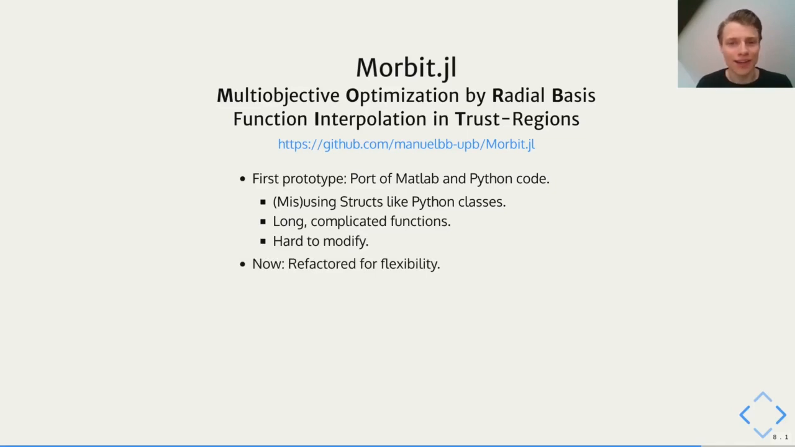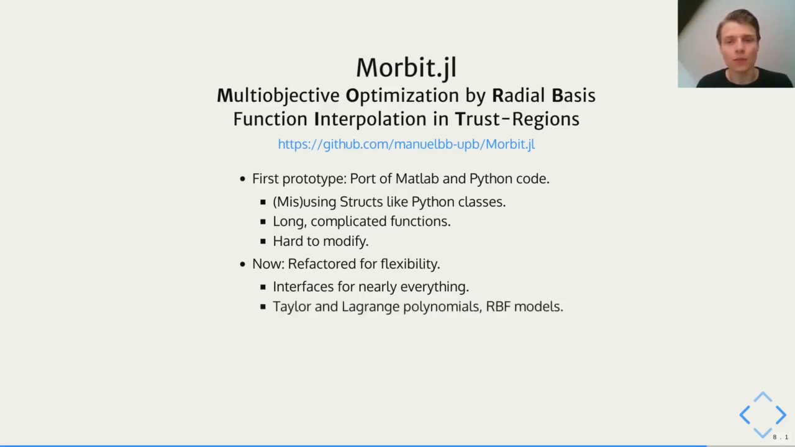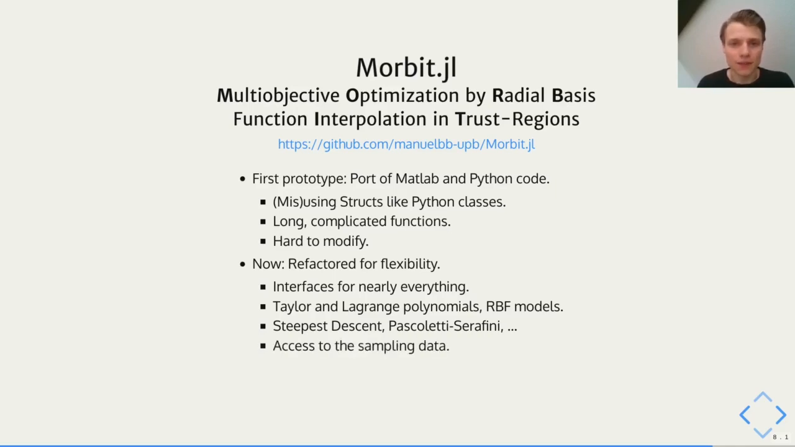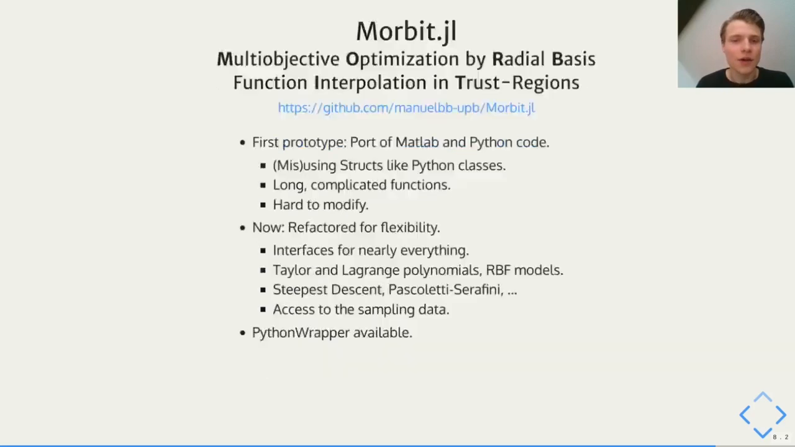I defined internal interfaces for nearly everything, which made it easily extendable. We can thereby provide different surrogate model types like Taylor and Lagrange polynomials, as well as the radial basis function models. And we can also use different descent methods, not only steepest descent. Moreover, we have access to the training data afterwards. Finally, if you want to use the package from within Python, we also wrote a Python wrapper to access and easily use the package.